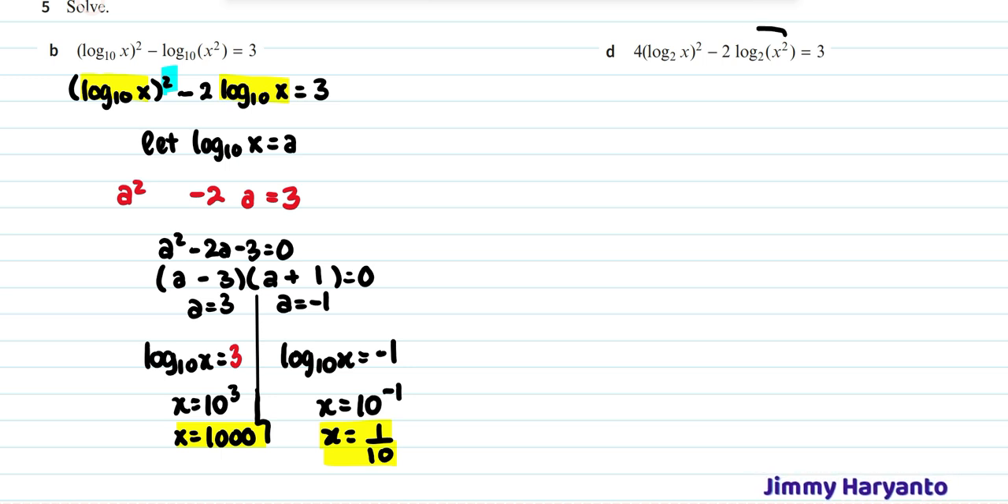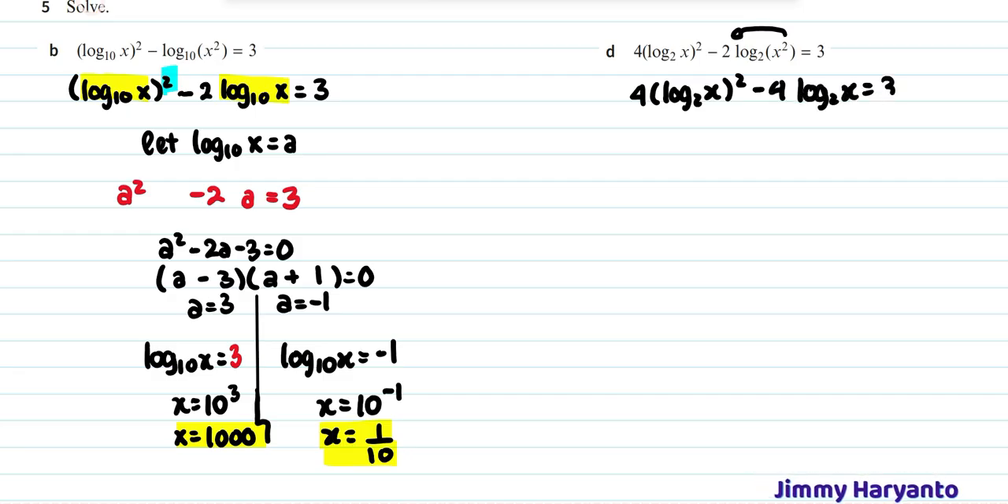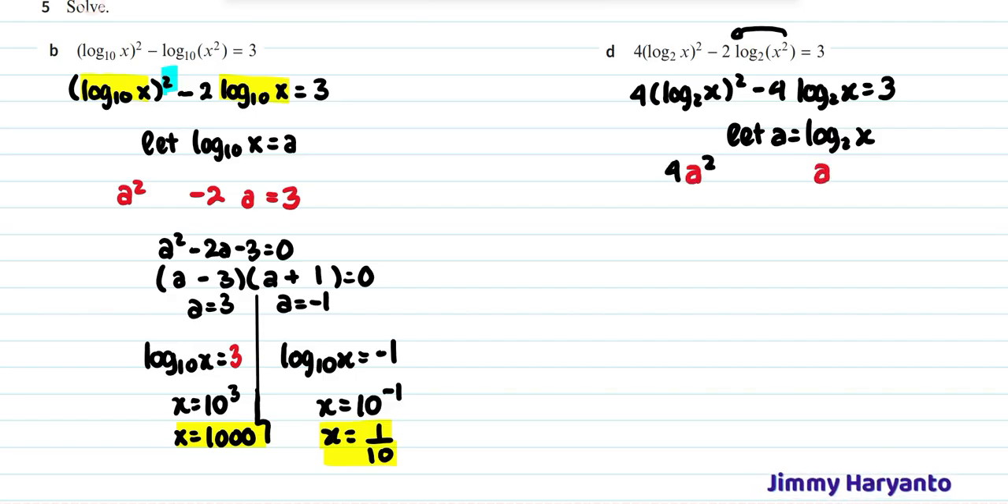Next, for this one also I want you to move the 2 first, so I will have 4 open brackets, log 2 x squared minus 4, 2 times 2, yeah, log 2x equals 3. Then you let a equal log 2x. That means this one will become a squared, and this one is a. I will write it like this, for a equals 3.